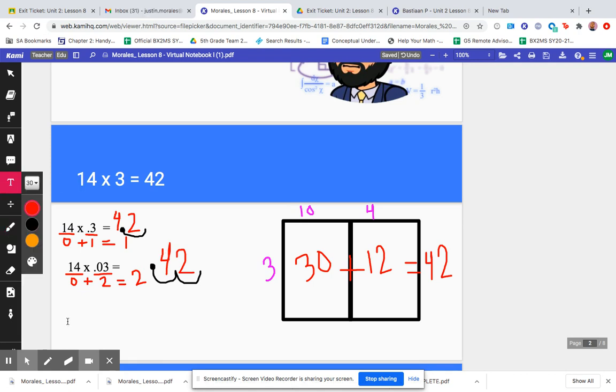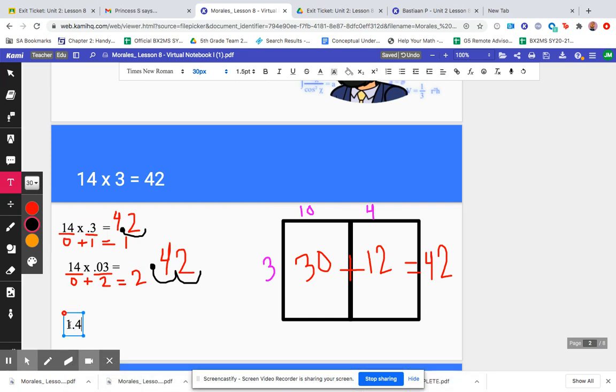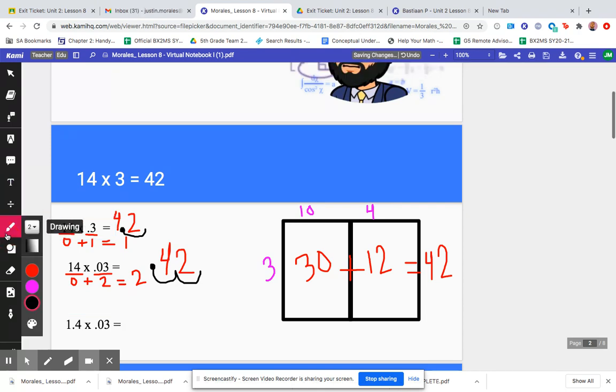Let's try one last one. What happens when we do 1.4 times 0.03? Well, once again, we're still going to treat them as whole numbers. So 14 times 3, well, we know it's 42. Now, to count the number of decimals. So 1.4 has 1 digit to the right of the decimal. 0.03 has 2 numbers to the right of the decimal. 1 plus 2 equals 3.